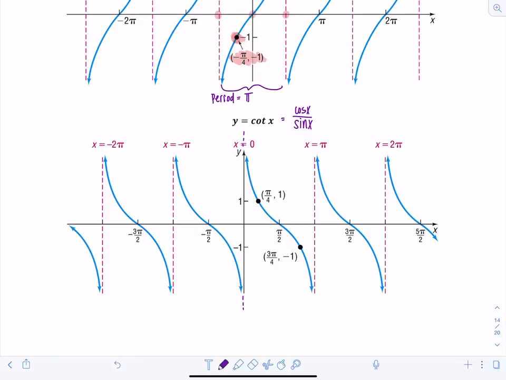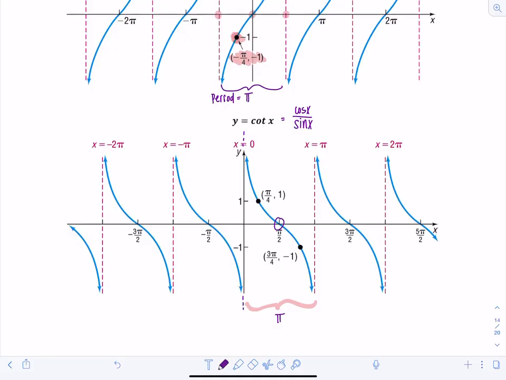Also, it looks like tangent being reflected, right? It looks like a negative x cubed, so it's a decreasing function. And then the other key points are the same. So you would have pi over 4, 1, and then 3 pi over 4, negative 1. And then halfway through, the period is still pi. This distance here is pi between the asymptotes. And then halfway through is where it crosses the origin. Okay?